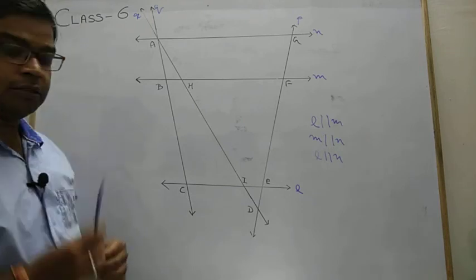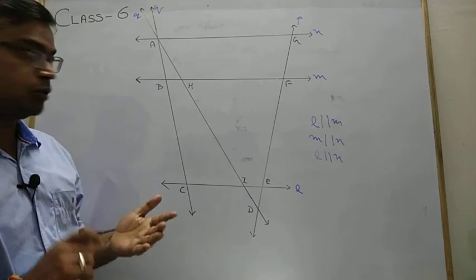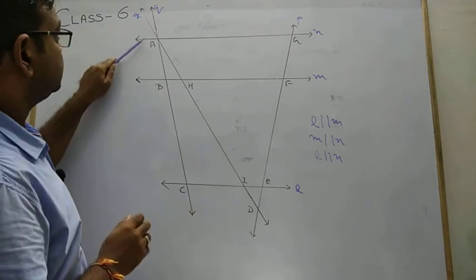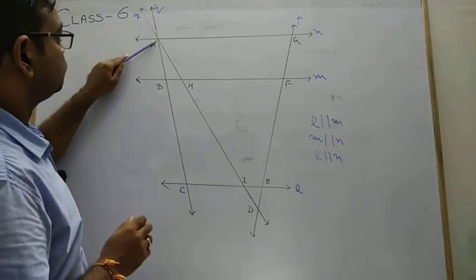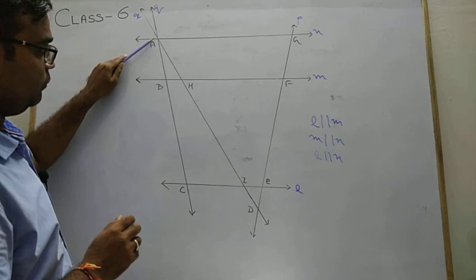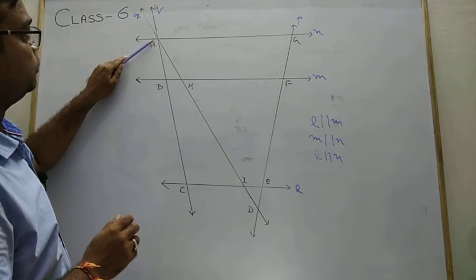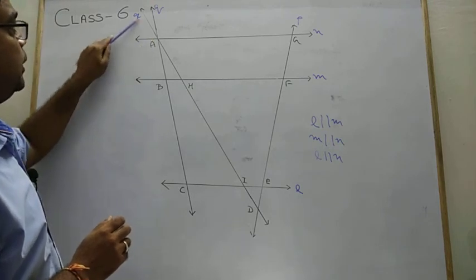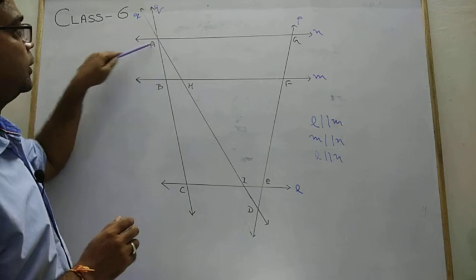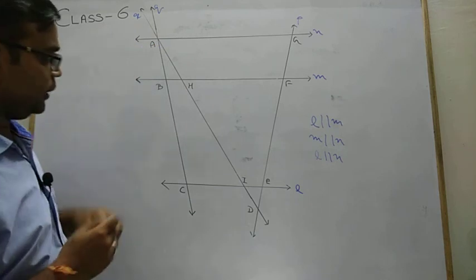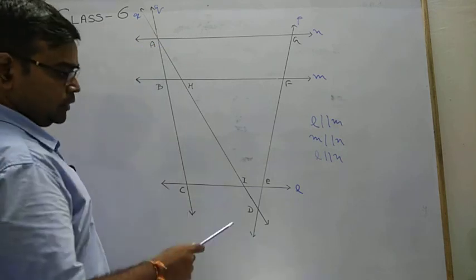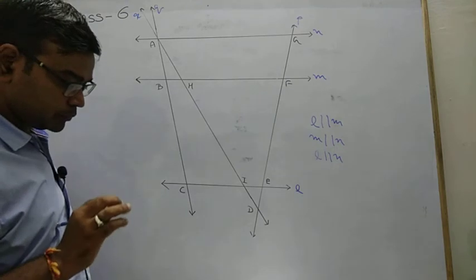Concurrent lines means three or more lines pass through the same point. So here we can see one, two, three. Only this one point is the concurrent point, that is your point A. Lines R, Q, N are concurrent at point A. No more lines are there, only this point.